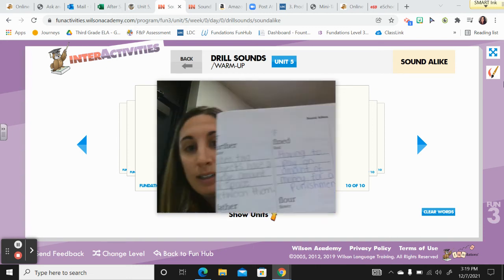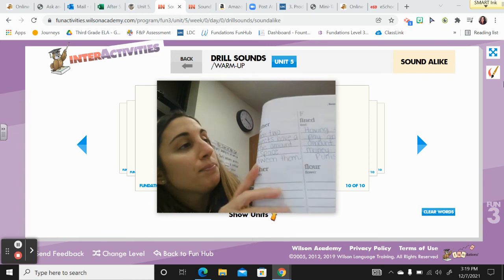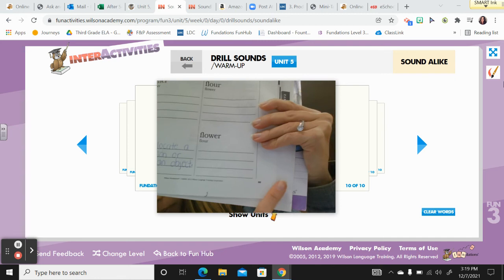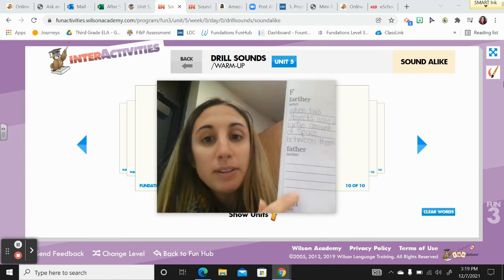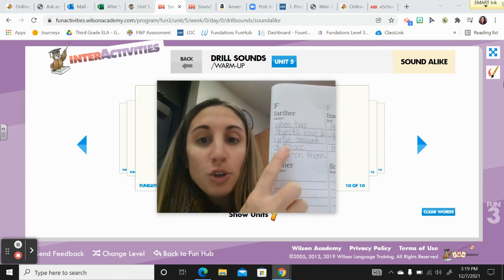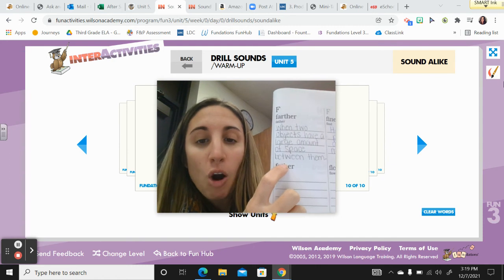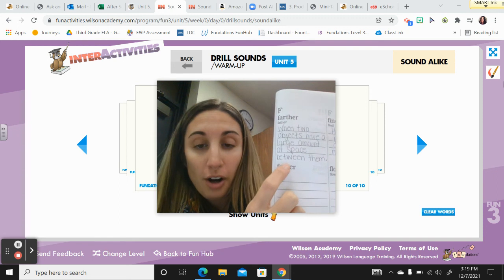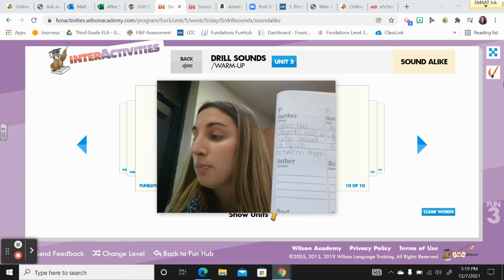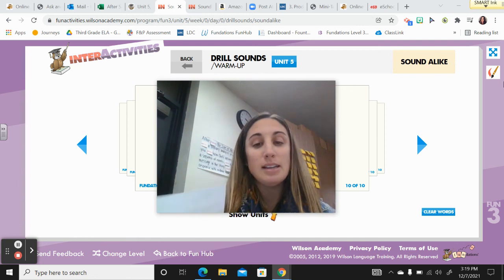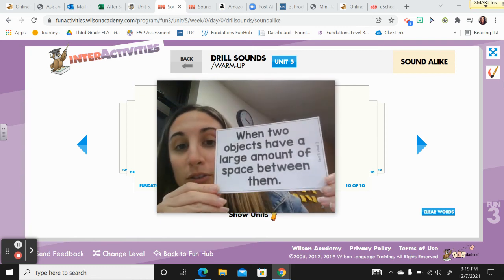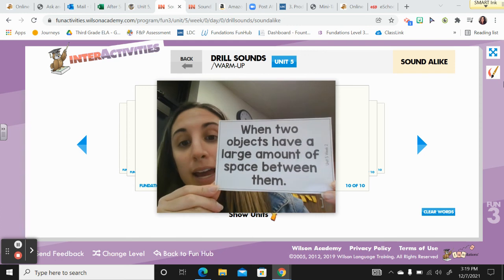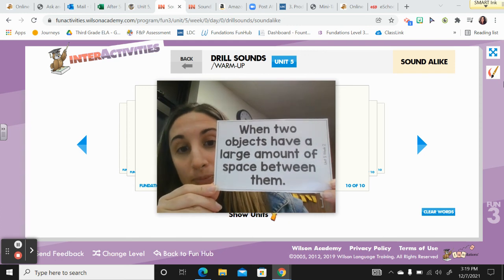Here is the definition. Now, it's on page 95. Again, remember, page 95. Up at the tippy top, it says, when two objects have a large amount of space between them. Farther. Now, I am going to put this card up because I think it's easier for you to copy for farther at the top of page 95. So pause the video and get this definition written down.